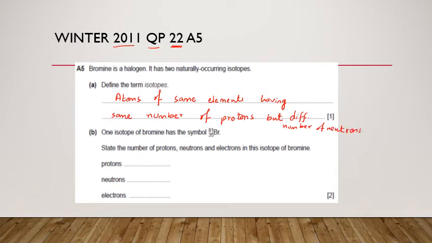Then it says one isotope has this symbol, state the number of protons, neutrons and electrons in this isotope. So protons are 35, neutrons would be 81 minus 35, so it would be 46. Electrons would be equal to protons, since it has no charge.